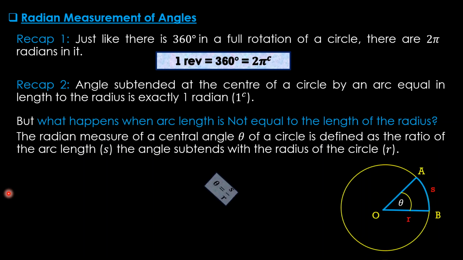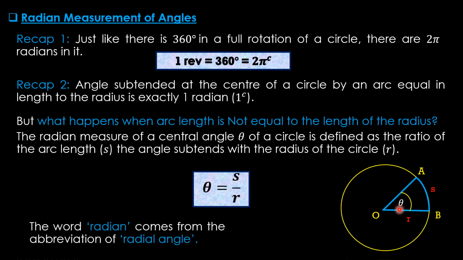So in this diagram we can see the arc length s is not equal to the radius of the circle. In this case the angle subtended at the center of the circle by the arc is theta equal to s over r. So s divided by r is the angle subtended at the center. Remember, this theta is in radian.